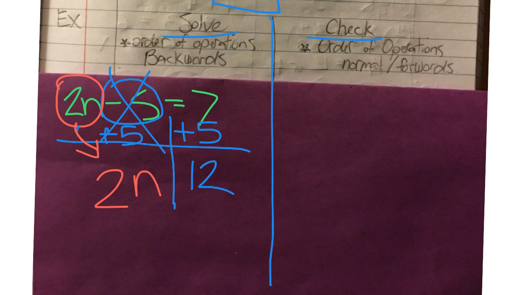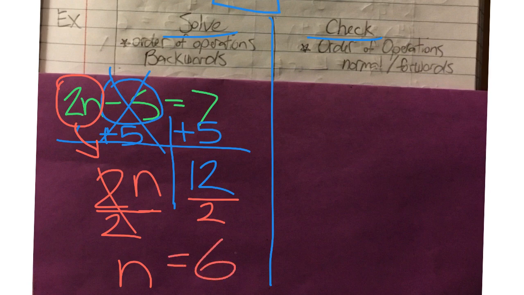To get rid of multiplication, we do the opposite. The opposite of multiplication is division, so I need to divide by 2, and that gets us 1n, or just n. And then divide by 2 on this side, and we get 6. N equals 6 is what I believe the answer is, but I need to go on the other side now and check it.